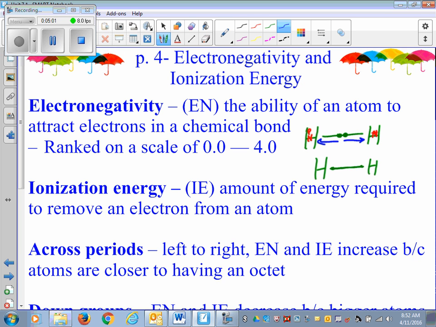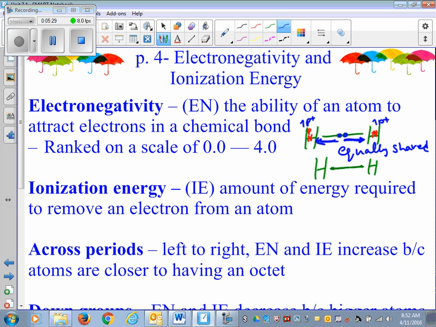This is hydrogen. You have one proton here, you have one proton here. So nobody's going to win because the power is the same on both sides. The pull is the same. Make sense to you? The pull on this side is equal to the pull on that side. That means nobody's going to win. So electrons will be equally shared between the two atoms.